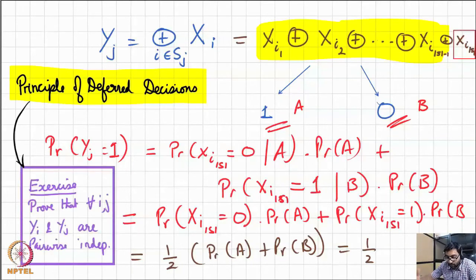In fact, here's a little exercise for you. What we have shown so far is that these random bits, these yj's, are uniformly at random. But we also need to show that they are pairwise independent. And that's your exercise. For all i and j, prove that yi and yj are pairwise independent. And in fact, you can do this again using the principle of deferred decisions. So that's going to be your exercise.